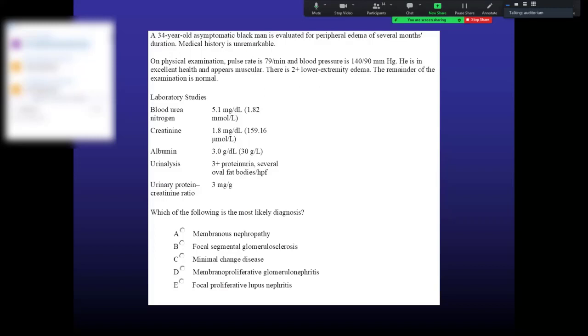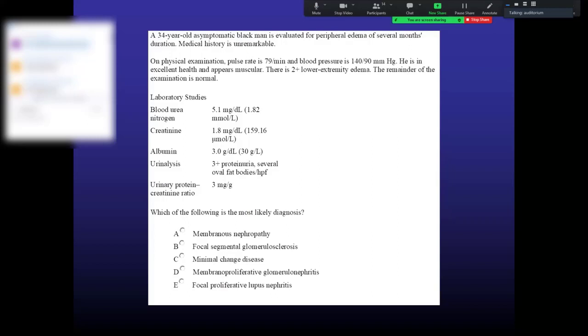So creatinine is 1.8, albumin is 3. Again, urinalysis with 3+ protein, several oval fat bodies. And the urine protein to creatinine ratio, this is actually a typo. I thought I had corrected it, so I apologize. It should say on there 3 grams per gram, not milligram per gram.